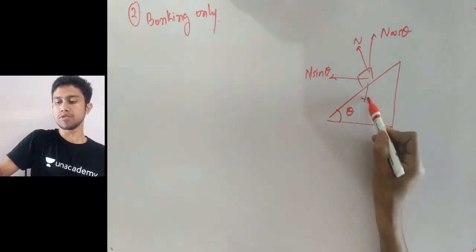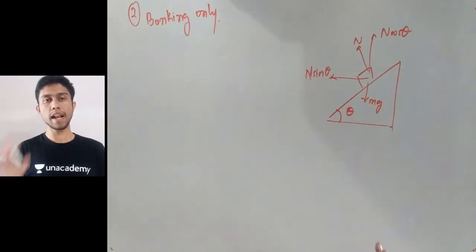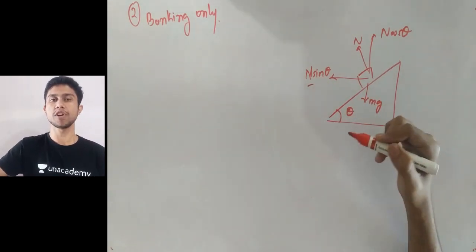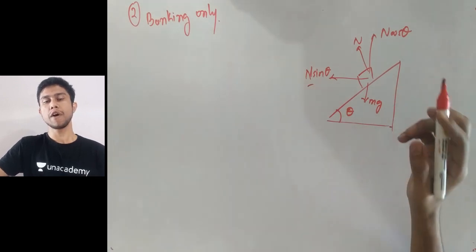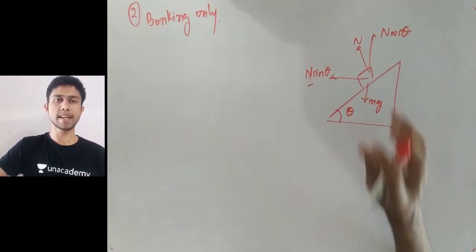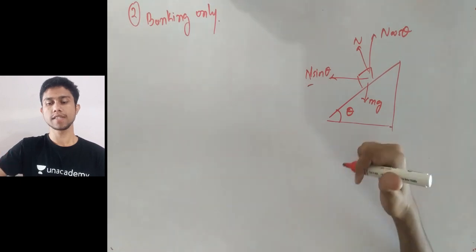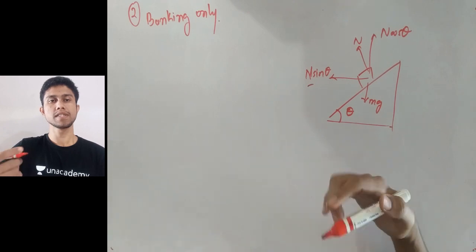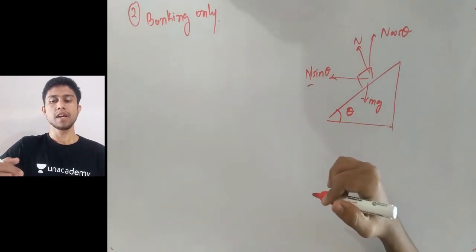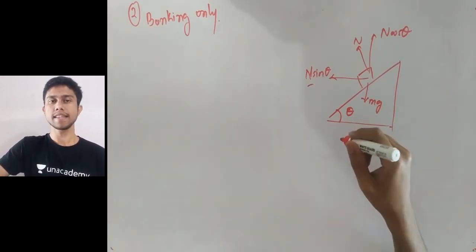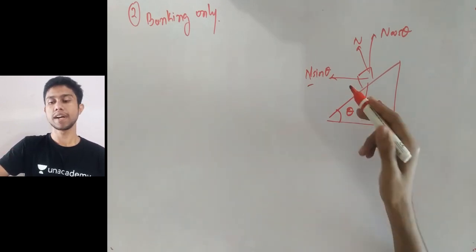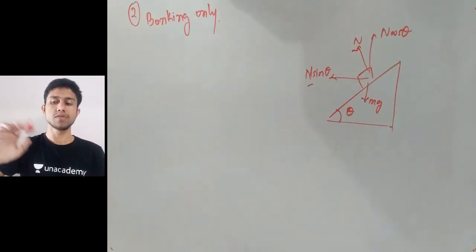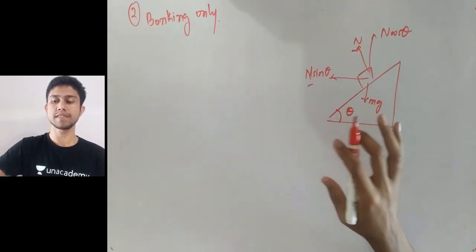Okay, and I know that mg is downwards. Now tell me, there are two components of n. One is the horizontal component and one is the vertical component. Tell me which component will provide the centripetal force. As I have told earlier, centripetal force is like a post. Different persons at different times occupy it. So here in this condition, n sin theta, the horizontal component of the normal force, will provide the centripetal force in this case.